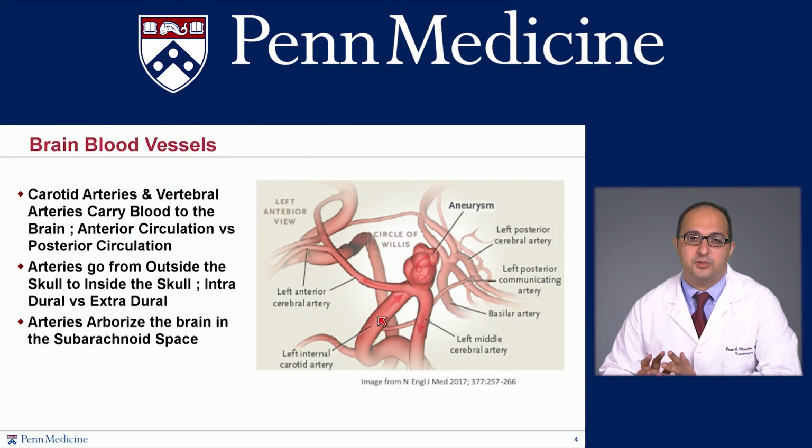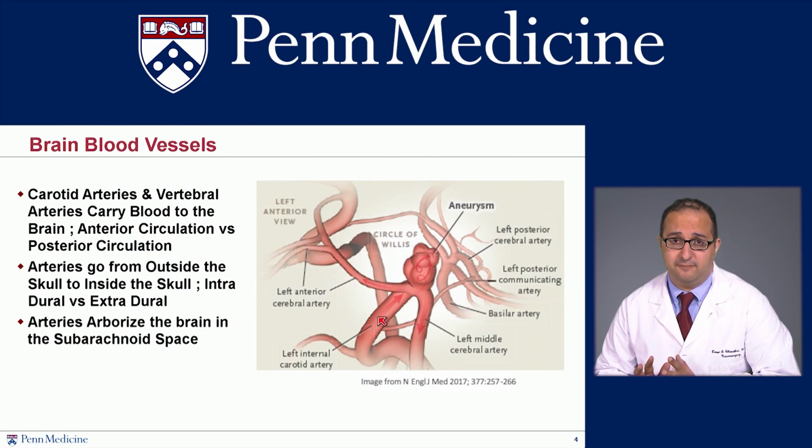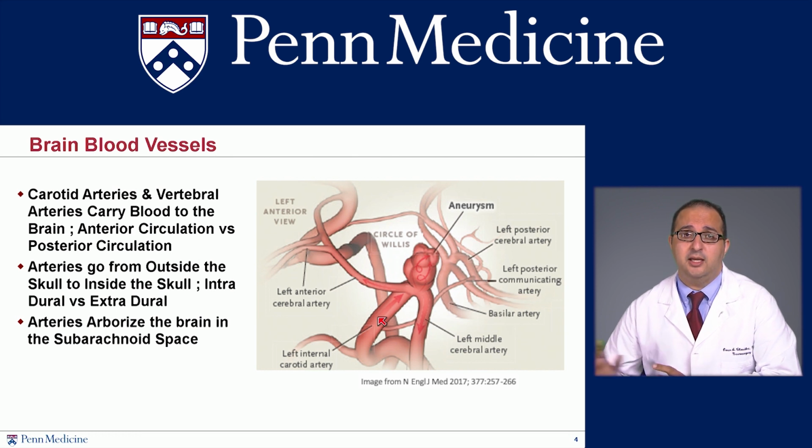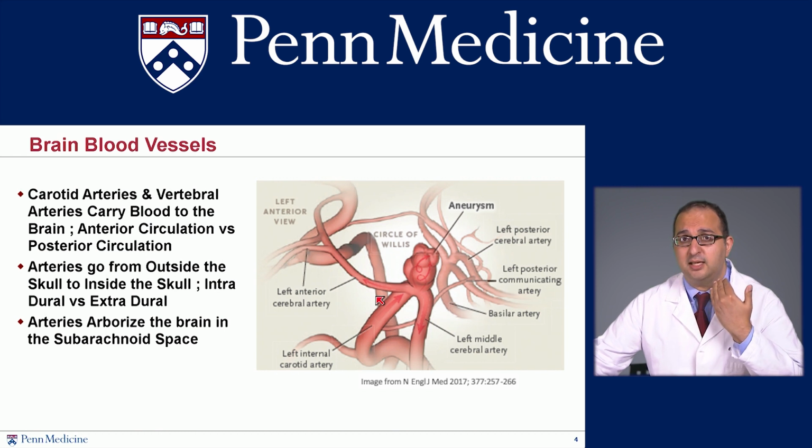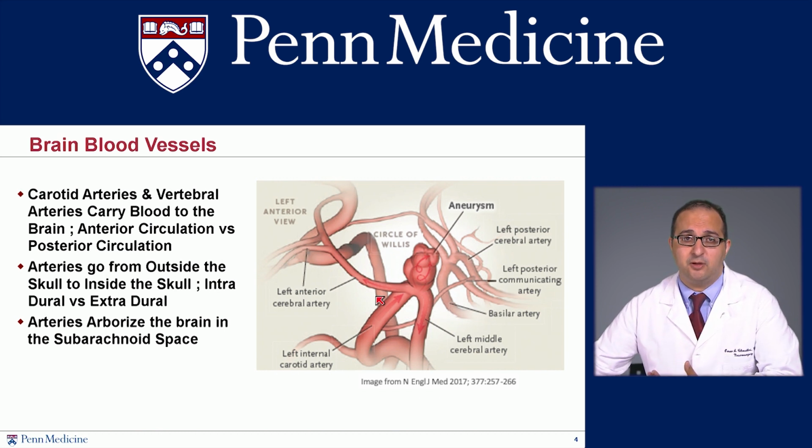The brain blood vessels are essentially four major blood vessels that carry blood in the brain. There are these two carotid arteries, which are the large arteries you can feel your pulse from in the neck, as well as two arteries at the back of your neck, which are called vertebral arteries. Between these four blood vessels, every person gets the blood flow to their brain.